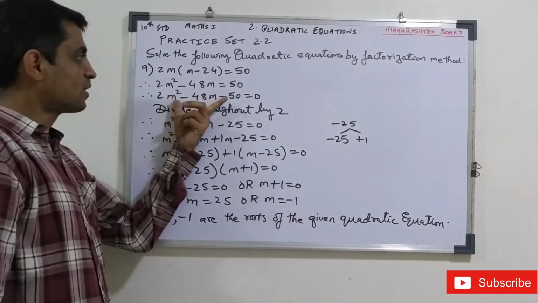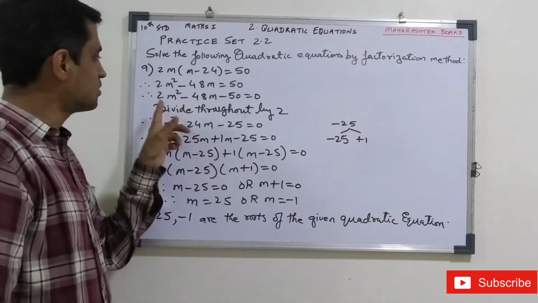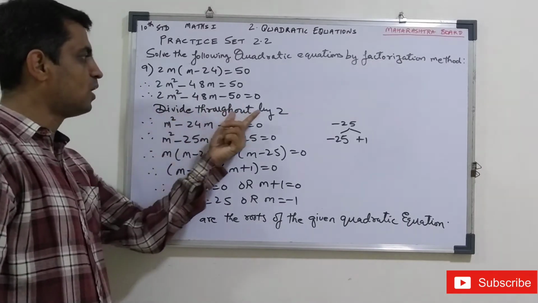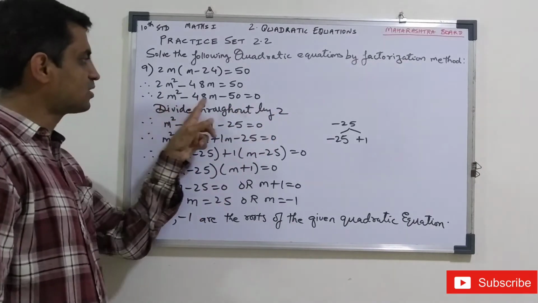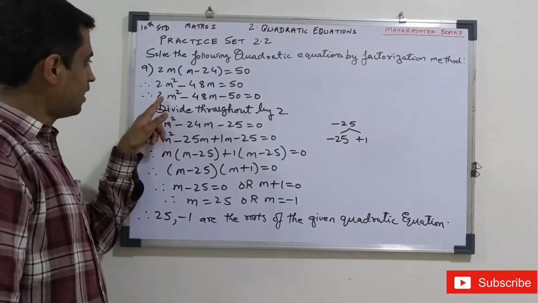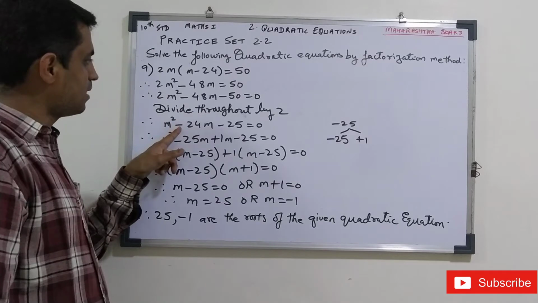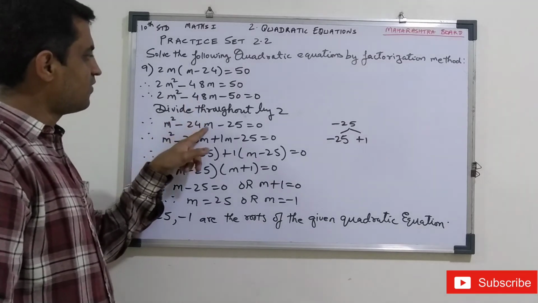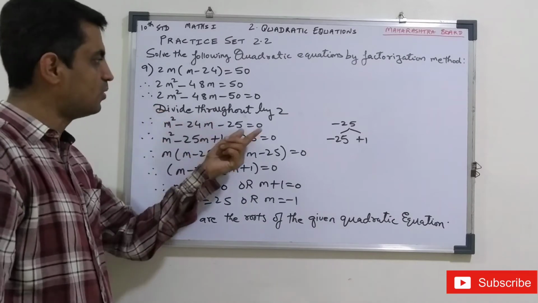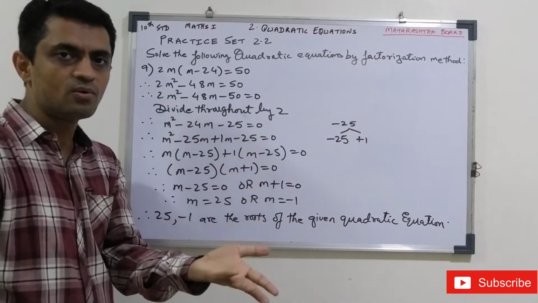Now, since you can reduce it further, because all are divisible by 2, we will divide throughout by 2 to get it more simple. So 2 has cancelled: m square minus 24m minus 25. We divide each and every term by 2. 0 upon 2 is 0.